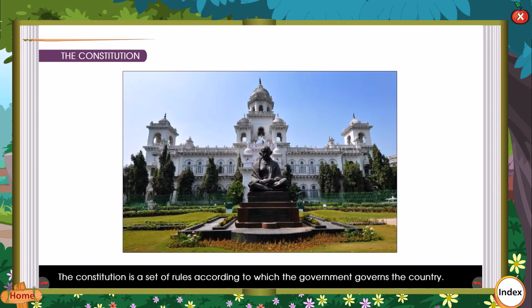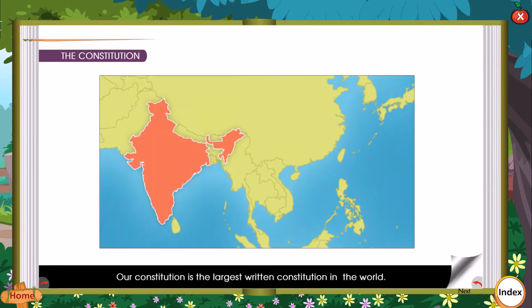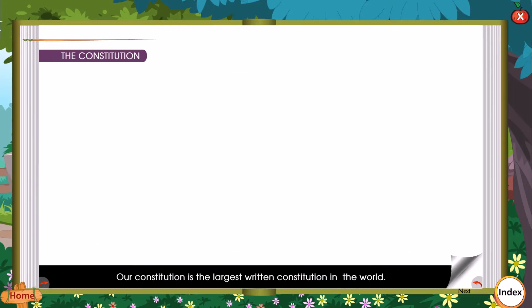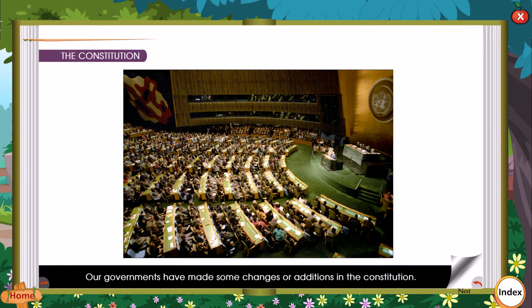The Constitution. The Constitution is a set of rules according to which the government governs the country. Our Constitution is the largest written constitution in the world. Our governments have made some changes or additions in the Constitution. Such changes are called amendments.